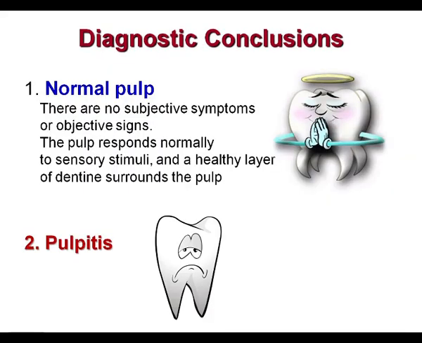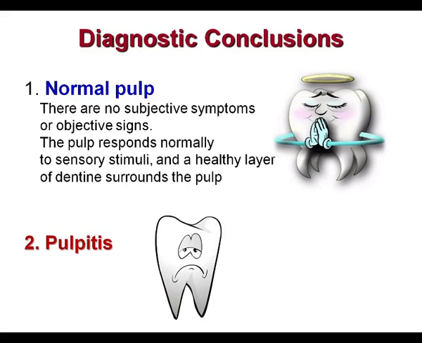And after all methods of examination, we may make a diagnosis or diagnostic conclusion. Normal pulp: there are no subjective symptoms or objective signs. The pulp responds normally to sensory stimuli and a healthy layer of dentin surrounds the pulp.